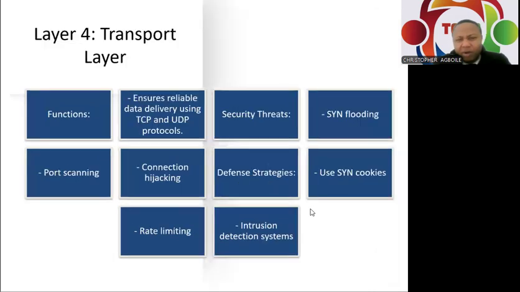Then, at the level of the transport layer, or layer 4, what are the common attacks? Remember, at the transport layer, you have protocols such as TCP and UDP. So the common attacks include SYN flooding. SYN flooding is exploiting the TCP handshake by sending numerous SYN requests without completing the connection.